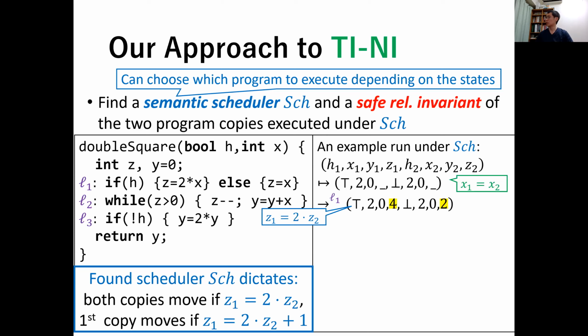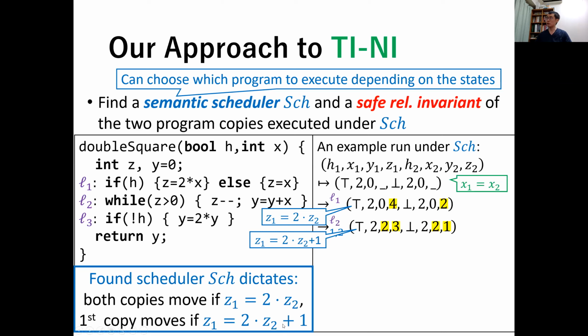Note that at this point, the value of z in the first copy is 2 times the value of z in the second copy. And therefore, this case applies. The scheduler says both copies should move. So both copies move, and the value of z is decremented in both copies, from 4 to 3 in copy 1, from 2 to 1 in copy 2, and the value of y is incremented by 2 in both copies. Now, note that in this case, the value of z in the first copy is 2 times the value of z in the second copy plus 1.